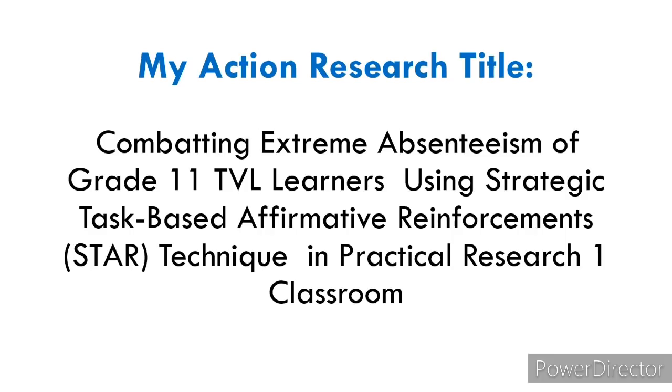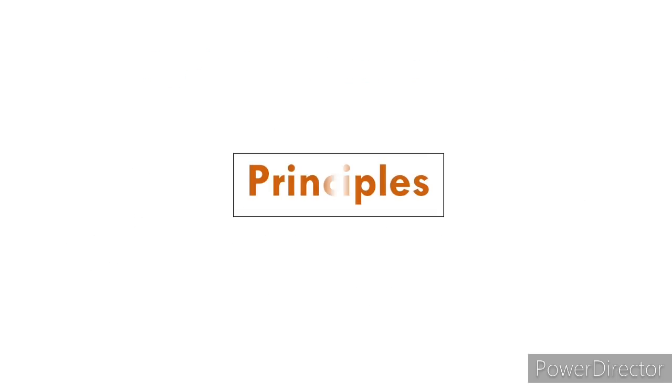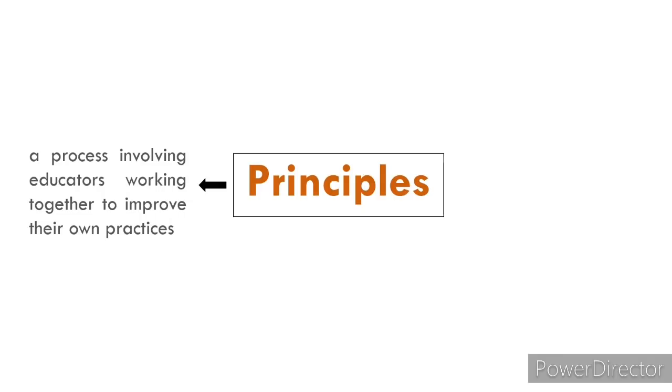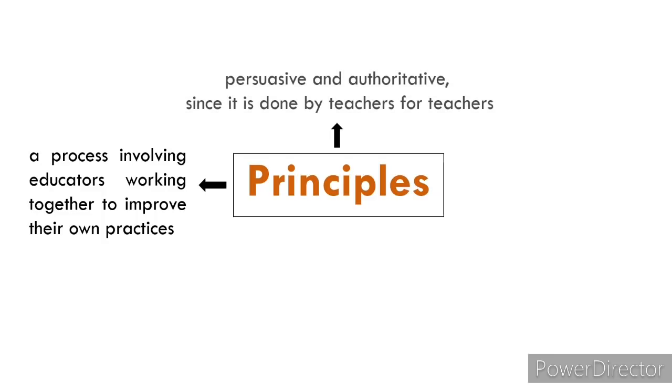as classroom teachers. So this is now the difference of action research to basic research. In action research, we try to improve a certain skill of our learners or find an immediate solution to our classroom concern using a proposed intervention. Action research principles involve a process that includes educators working together to improve their own practices. So basically in action research, we focus on how to improve our own teaching styles and strategies, our classroom management, and the like. It is persuasive and authoritative since it is done by teachers for teachers.